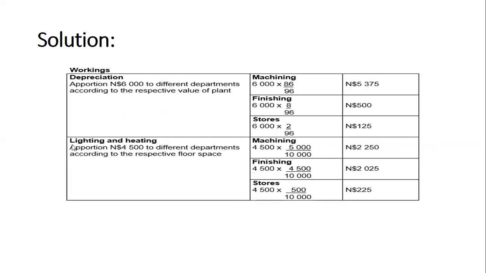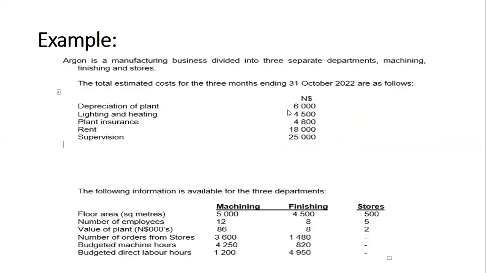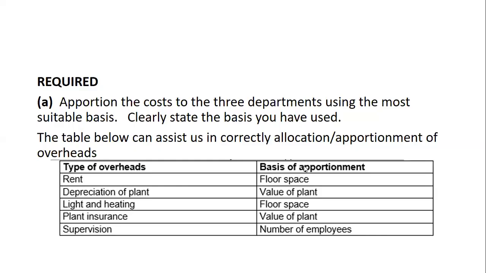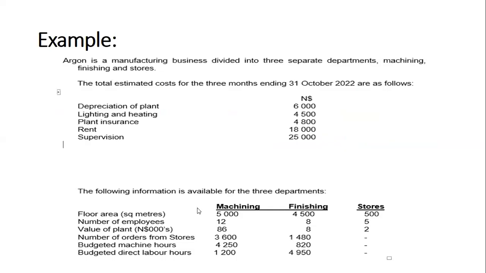All right, we go to lighting and heating. This overhead is 4,500, and the basis of apportionment we're using for lighting and heating is floor space. Our floor space in this question is the floor area: for machining it is 5,000, for finishing 4.5, and for stores 500. That is our floor space or floor area.